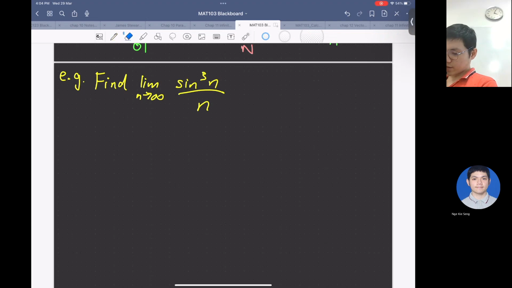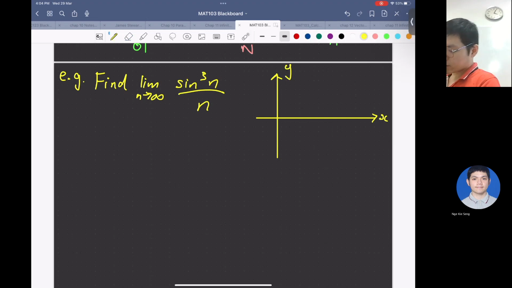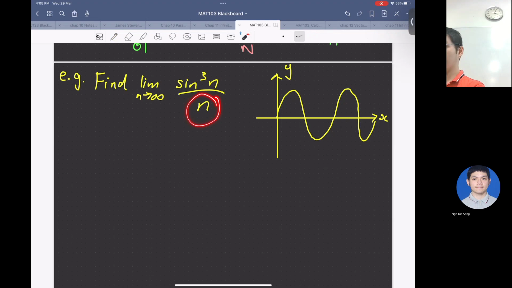Okay, so let me draw something. Let's see if we can derive from first principles. Maybe not, maybe just some xy. Okay, so for sine cubed n, what is sine n? Sine n repeats within 1 and minus 1. Right? And then for sine cubed, you divide by n.